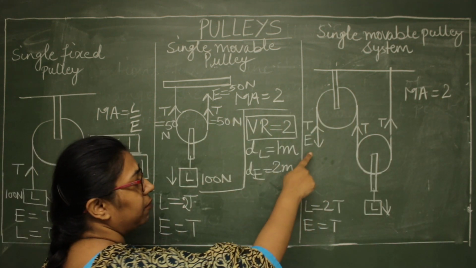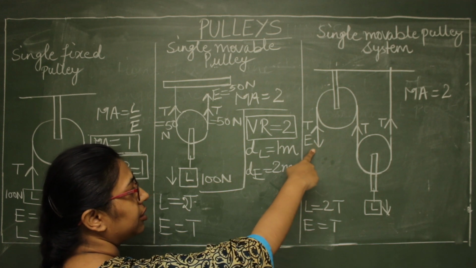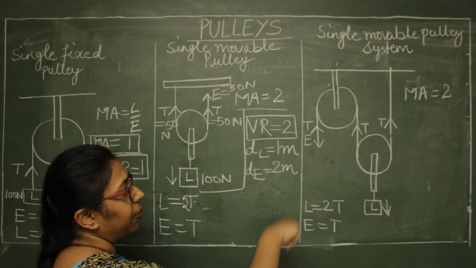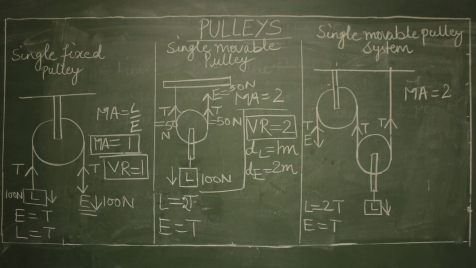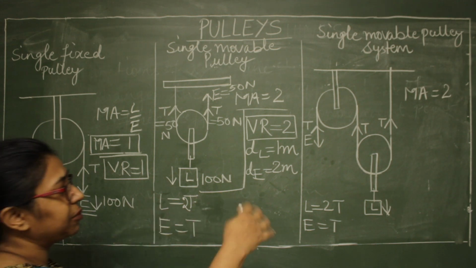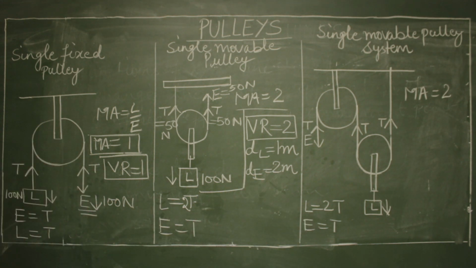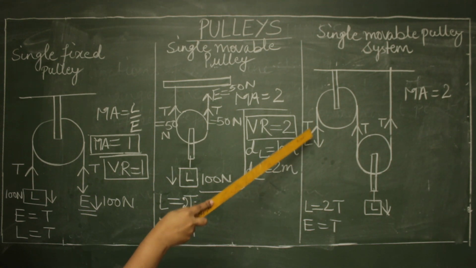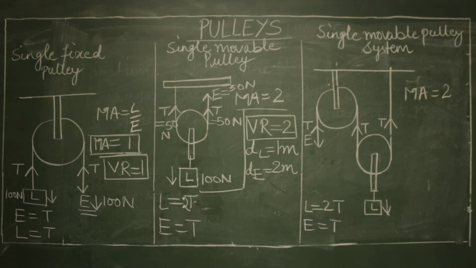But here what advantage are we getting? The advantage is that the effort is now in the convenient direction. So the rest of the concept of the single movable pulley system remains the same as that of the single movable pulley. The only difference is that now effort is in the convenient direction.